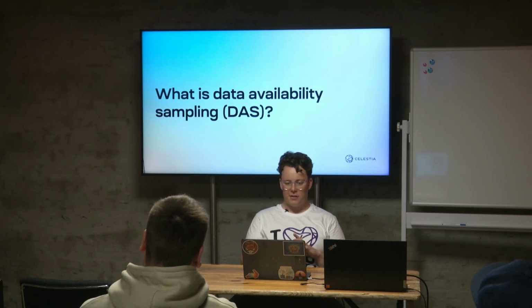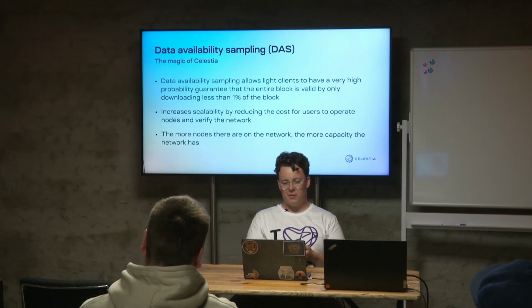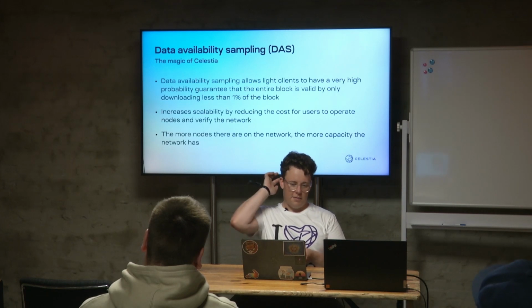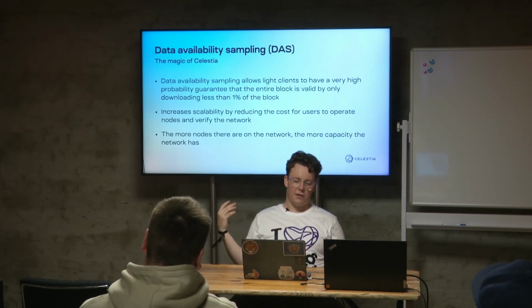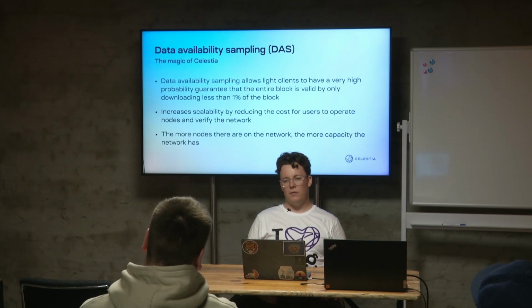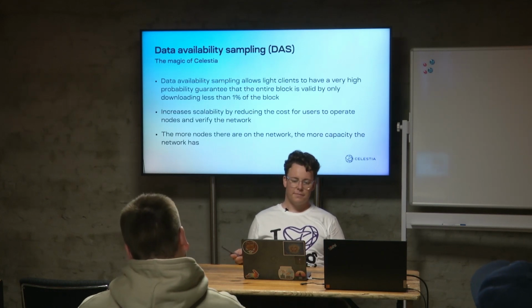Now, data availability sampling is something that Mustafa basically invented, where we're able to download a very small portion of the block, around 1%, and verify that with a high probability guarantee that the data is all there. And basically what this does is instead of us having to run those big nodes, all of us are able to run nodes, and while doing that, it increases the scalability of the network, but also reduces the cost for every user to operate a node.